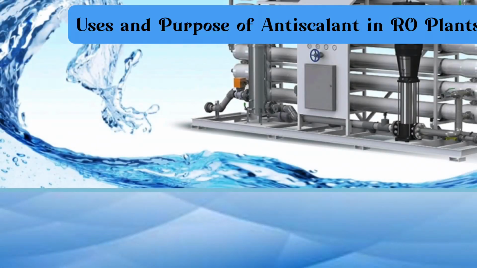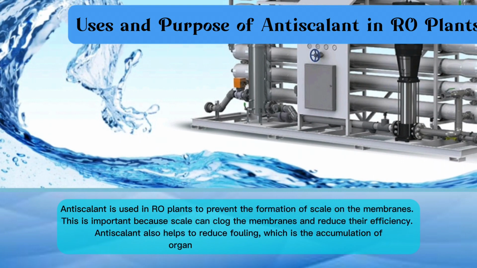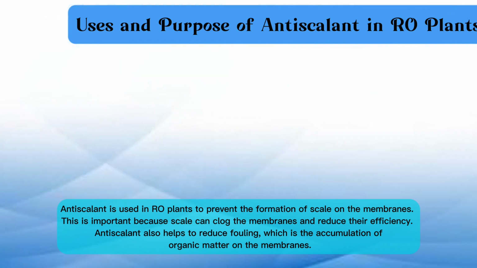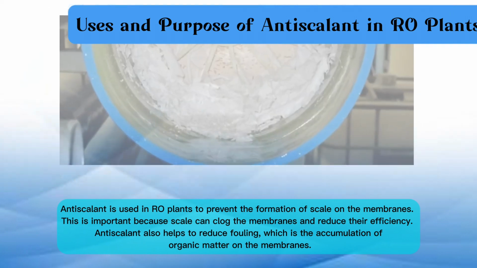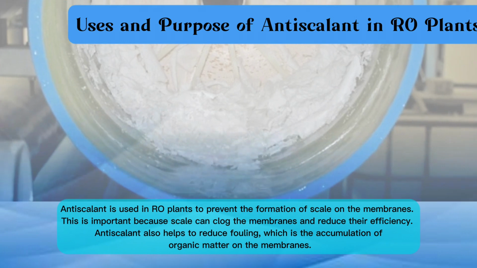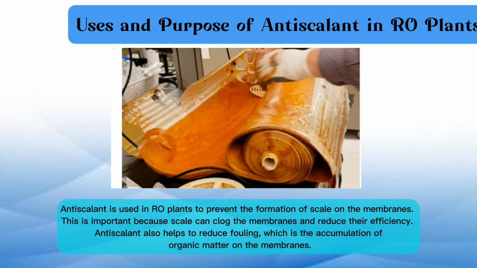Uses and purpose of antiscalant in RO plants. Antiscalant is used in RO plants to prevent the formation of scale on the membranes. This is important because scale can clog the membranes and reduce their efficiency. Antiscalant also helps to reduce fouling, which is the accumulation of organic matter on the membranes.